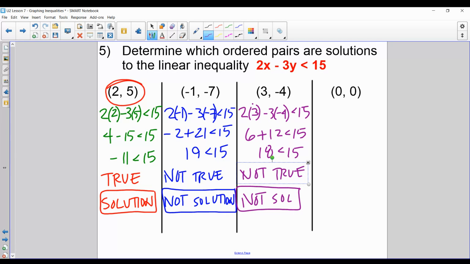Okay, and you'll see here again why 0, 0 is my favorite tester point, because if I plug that in, I have 2 times 0 minus 3 times 0 less than 15. Well, anything times 0 is 0, so I real quickly end up with 0 is less than 15. That one's easy to test. That is true, so that's part of the solution.